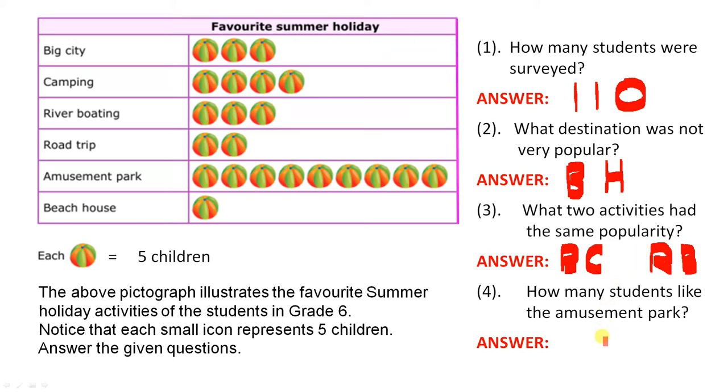How many students like the amusement park? Now that should be quite straightforward. Here's some important information. 1, 2, 3, 4, 5, 6, 7, 8, 9. Now if you know your 5 times tables, I'm sure you'll get the answer 45. Because 5 nines are 45.